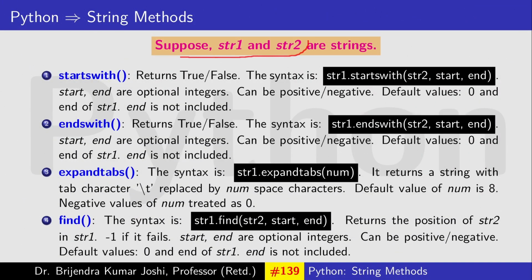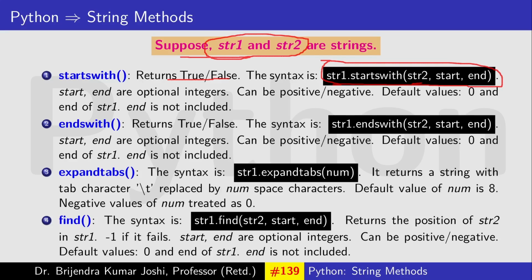So, if str1 and str2 are strings, the syntax is this: str1.startswith(str2, start, end). Now str2 is also a string. So what does this do? startswith returns true or false depending on whether str1 starts with str2, that is, whether str2 is at position 0 in str1.